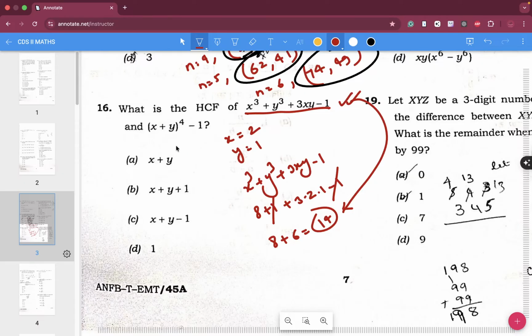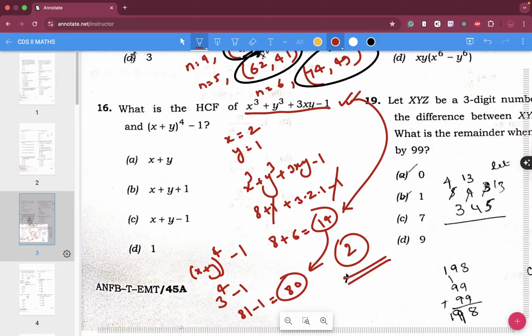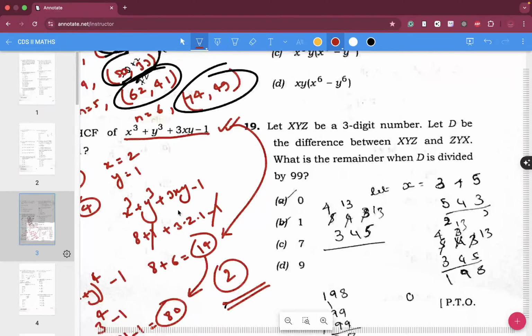Now x plus y raised to the power 4 minus 1, which means x plus y is 2 plus 1, which is 3, so 3 to the power 4 is 81, minus 1, which is 80. So what is the HCF of these two? The highest common factor of these two is going to be 2. So how do we get to this number? 2 plus 1 plus 1. This is 4. This is 1. So the correct answer for question number 16 is going to be C, folks.